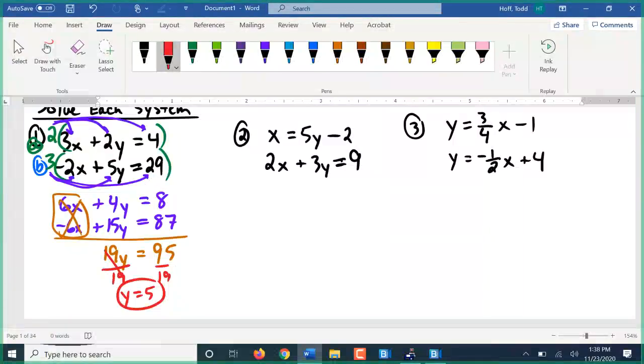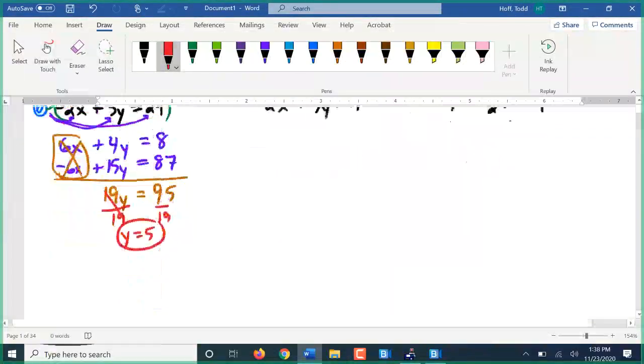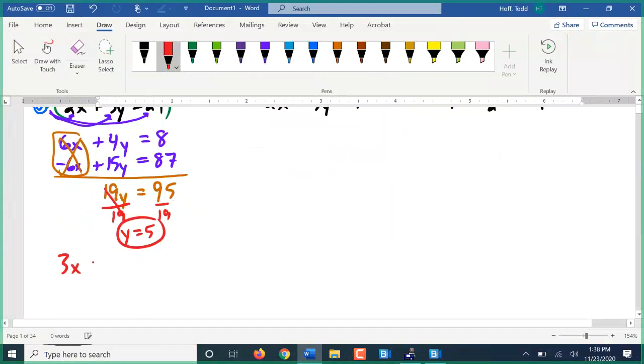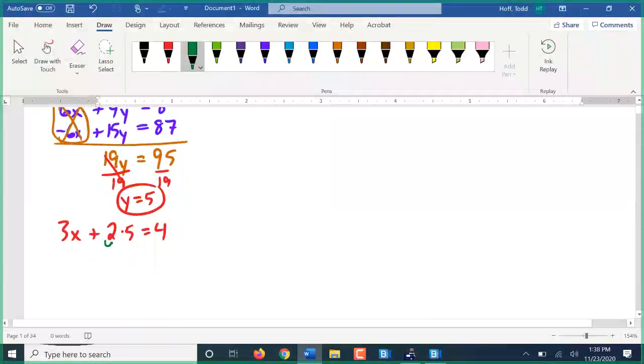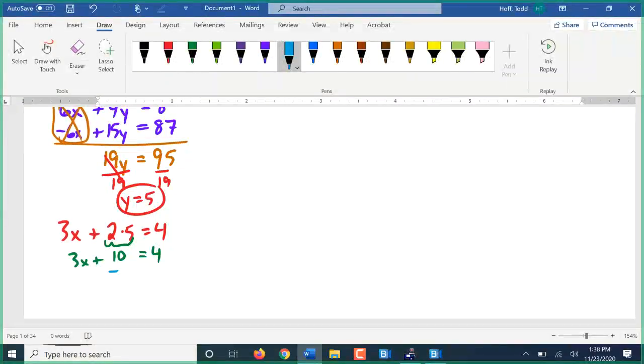Now we still need to find x. So we go back up to one of the original equations. I'm going to go up to that top one, 3x plus 2y equals 4. 3x plus 2y is going to become 3x plus 2 times 5 equals 4. And we'll solve that for x. So we can combine here. The 2 times 5 is 10. Subtract 10. Get 3x equals negative 2.